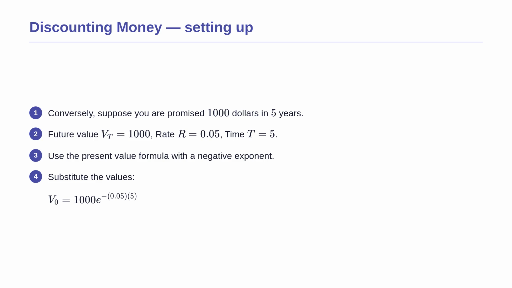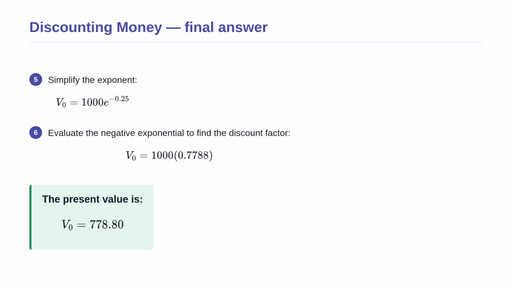We substitute 1000 for VT, 0.05 for the rate, and 5 for the time. The negative sign ensures we are shrinking the future value down to today's terms. Let us finish this discounting calculation. The exponent simplifies to negative 0.25.